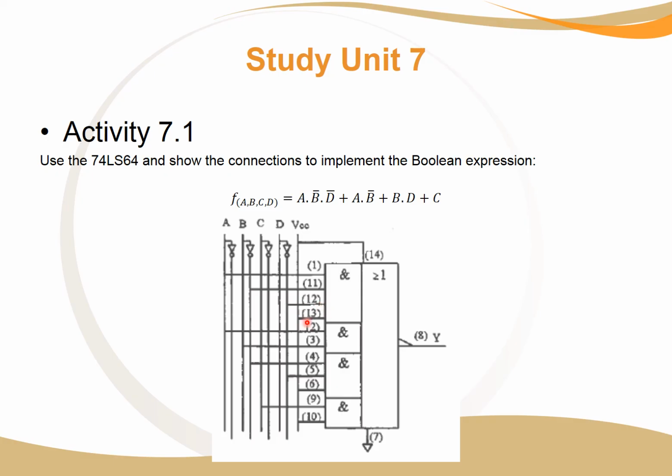And the other gate we just leave open. Well, we connect it to VCC. Sorry, we connect it to VCC. So it's a 1. Second gate we have A, and then not B. And then the third gate we have B and D, and the other input is 1. And then we have C, and the other input is 1. And these are all ORed together, which we have over there. And that is how you use these ICs.